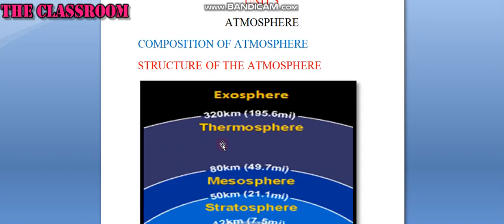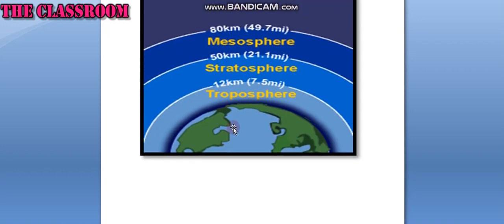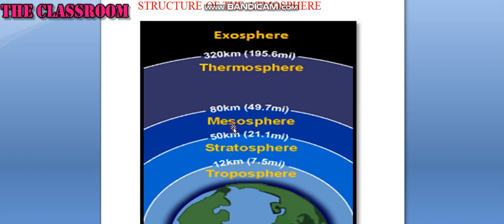Structure of the atmosphere. Let us see the structure of the atmosphere. The 5 atmospheric layers are troposphere, stratosphere, mesosphere, thermosphere and exosphere. Troposphere: the lowest layer of the atmosphere is the troposphere. Stratosphere lies above the troposphere.